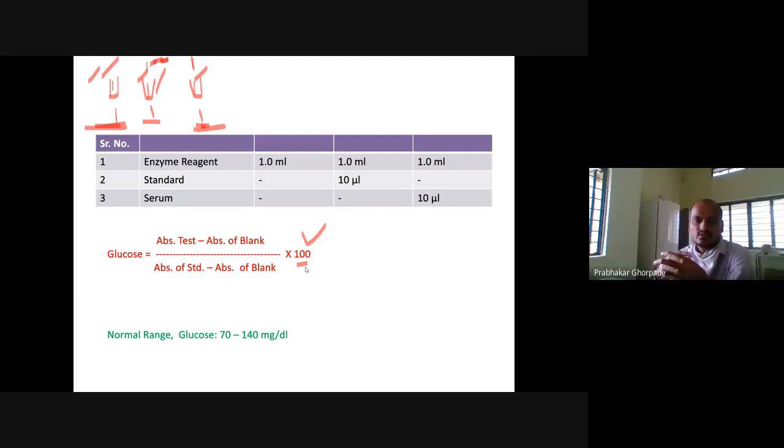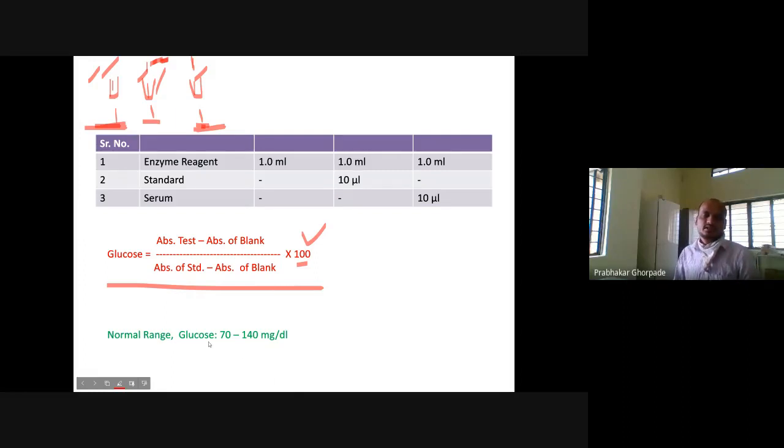How to estimate the glucose? If you want to estimate the glucose, you do a particular setup in which you set up the blank, standard, and the test, and you observe the optical density readings of those. Then you put them in this equation: optical density of test minus optical density of blank divided by optical density of standard minus optical density of the blank, and multiply it by 100, and you will get the glucose reading. So this is a preliminary calculation part.